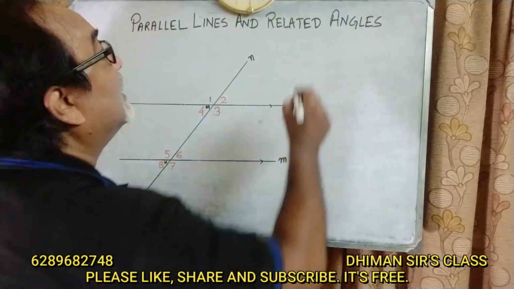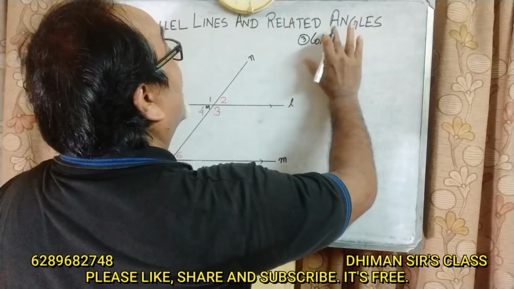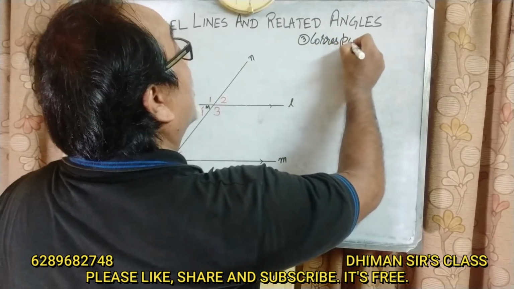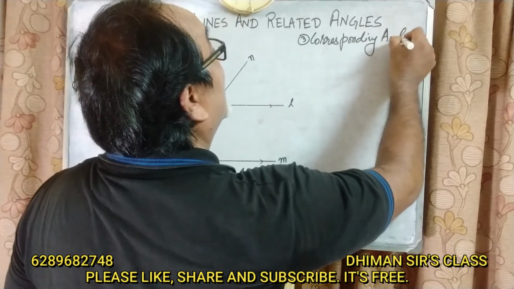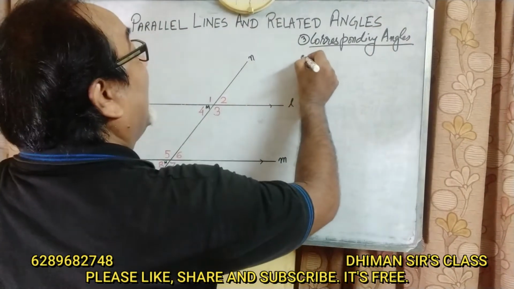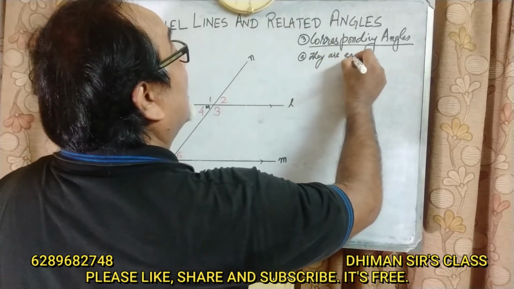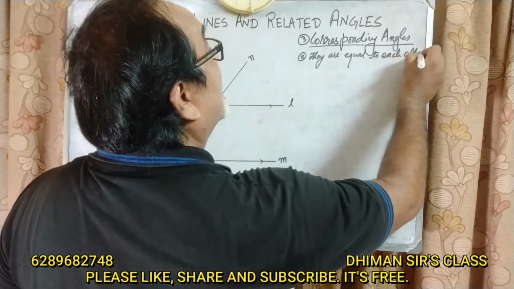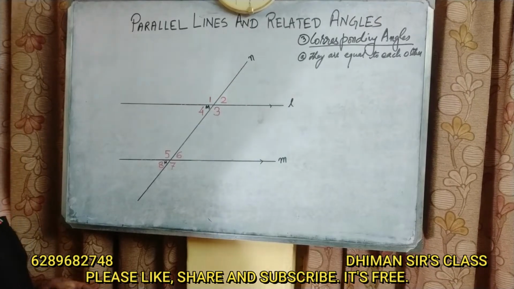That is number 3, corresponding angles. Okay, same here, A. They are equal to each other. Okay, students, they are equal to each other.